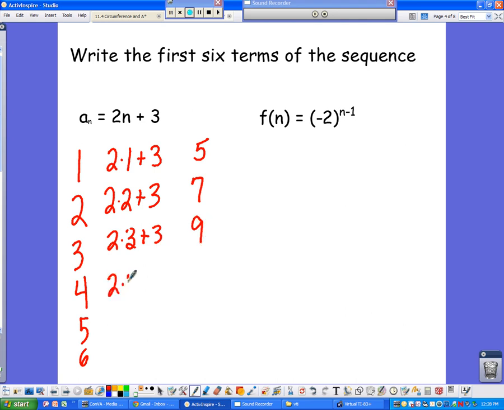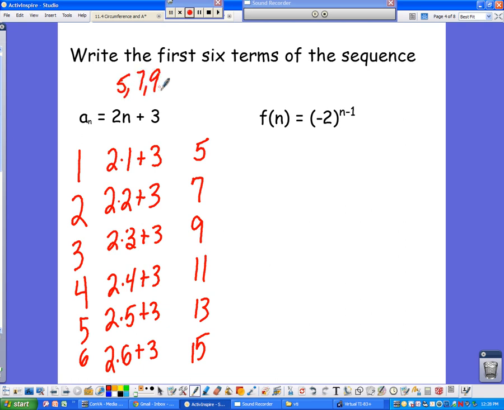2 times 4 plus 3. So 2 times 4 is 8. 8 plus 3 gives me 11. 2 times 5 plus 3. So 2 times 5 is 10. Plus 3 more gives me 13. And the last one, 2 times 6 plus 3. Well, 2 times 6 is 12. 12 plus 3 gives me 15. Okay? So this is our sequence. And typically you're going to see those written with commas and just like a list.